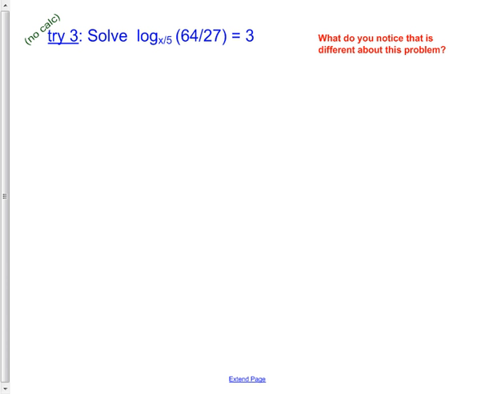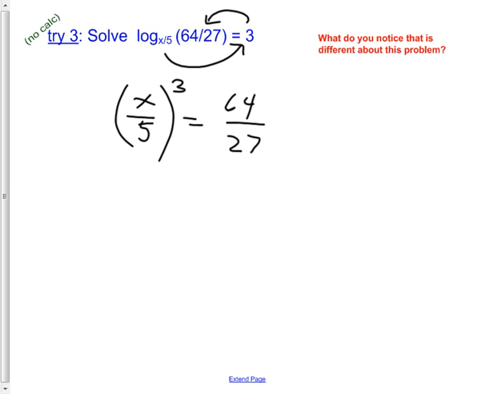All right, moving on. This one. Last one I'm going to do with you. Stay with me, and then we're going to be working on homework. Because this one's a little weird. All right, would you start by rewriting this one? This one I would not try to do that shortcut way I was showing you. This I would rewrite. X over 5 to the 3rd equals 64 over 27.